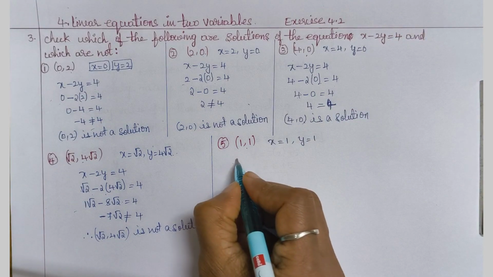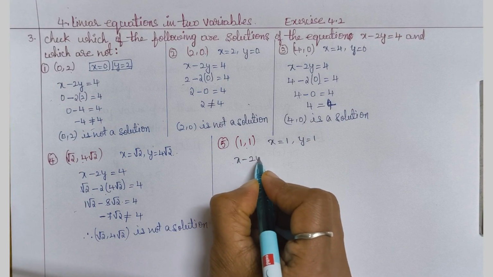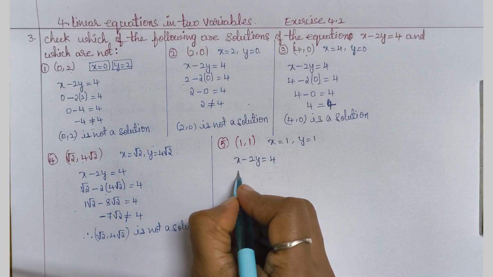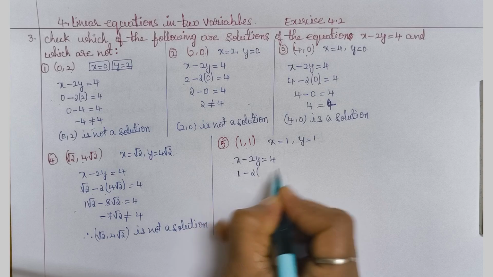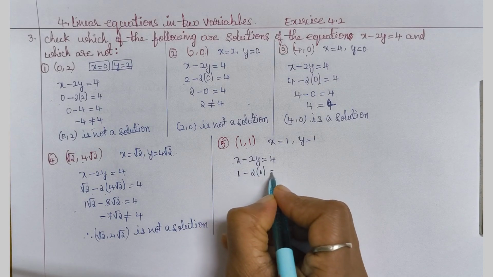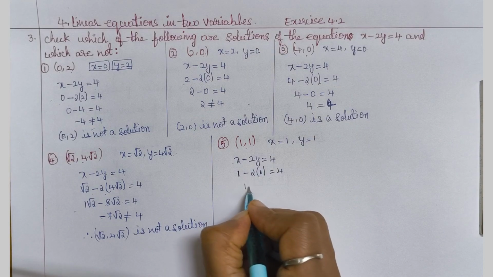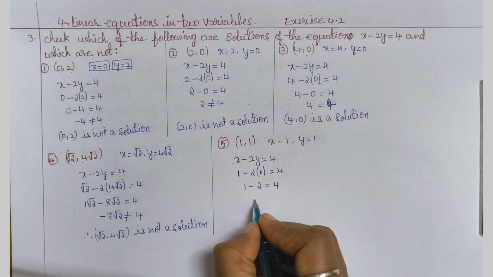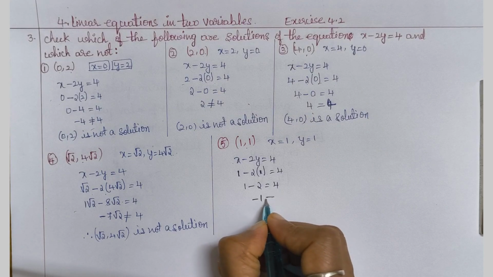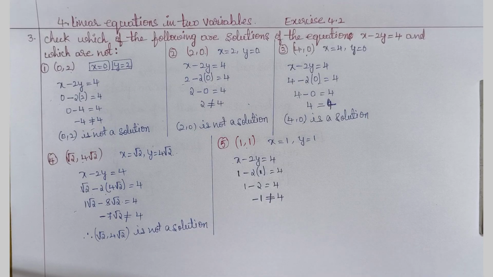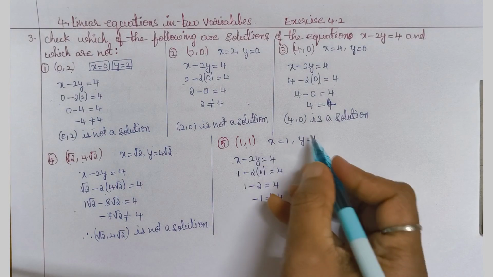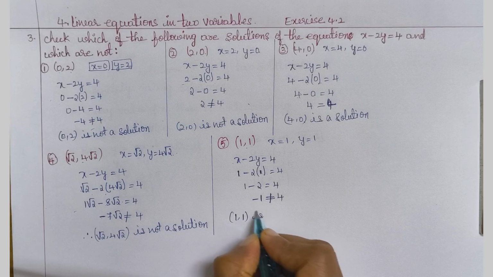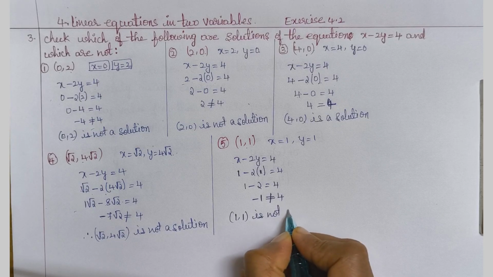Same equation you will take: x minus 2y is equal to 4. What is the x value? 1. 1 minus 2 into the y value, also 1, is equal to 4. 1 minus 2 ones are 2, is equal to 4. 1 minus 2, what is the answer? Minus 1. Is minus 1 equal to 4? No, it is not equal to 4. So you can write (1, 1) is not a solution.